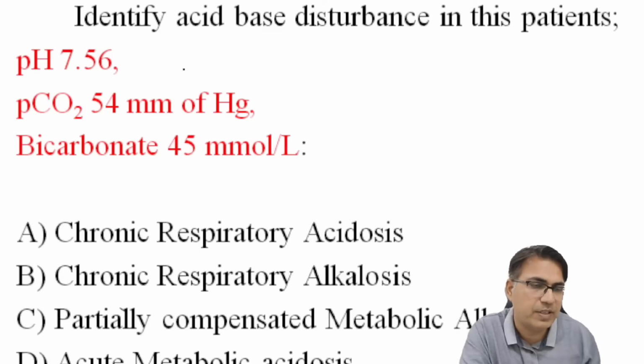Now try to solve this question. Identify the acid-base disturbance in this patient. pH is 7.56, PCO2 is 54, bicarbonate is 45.